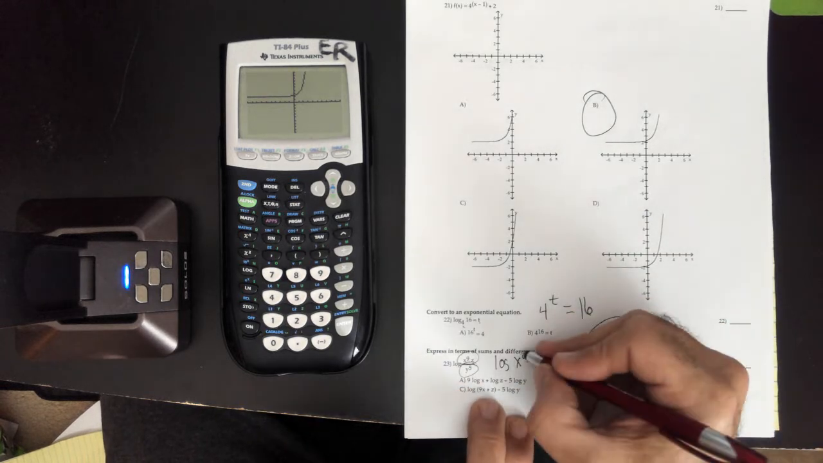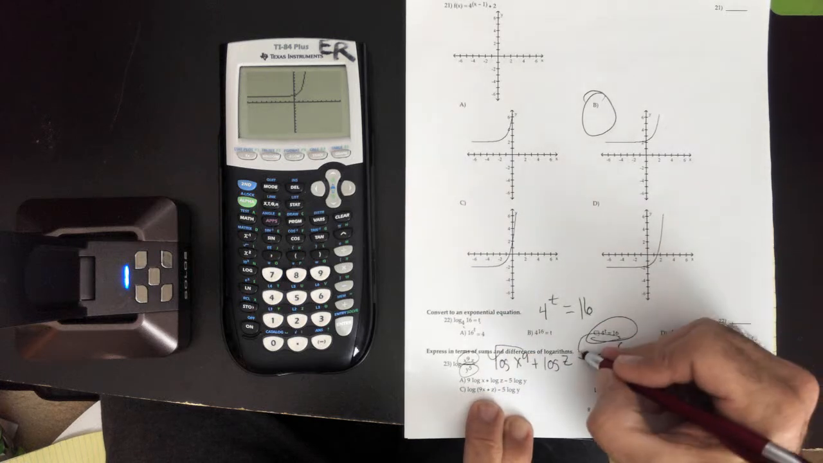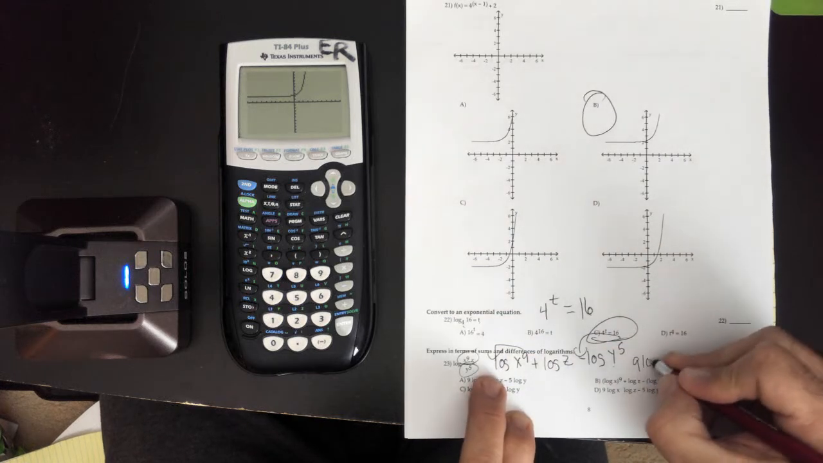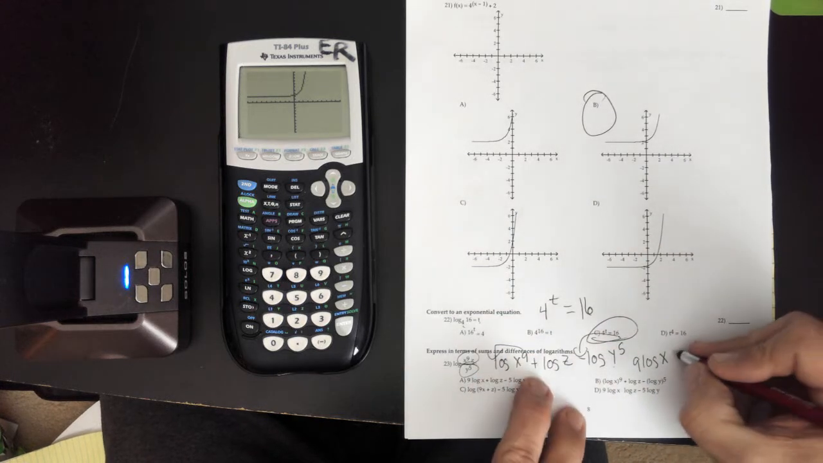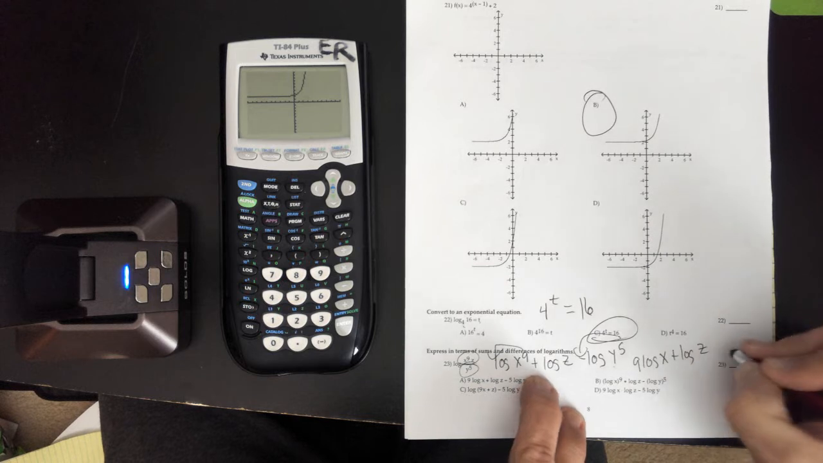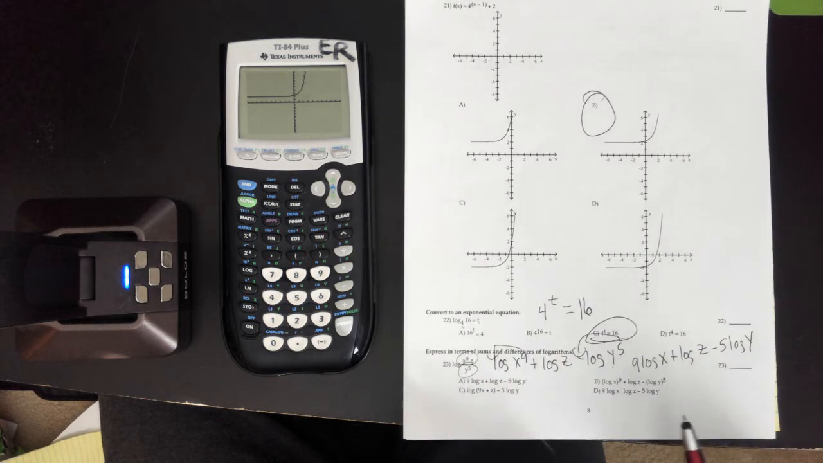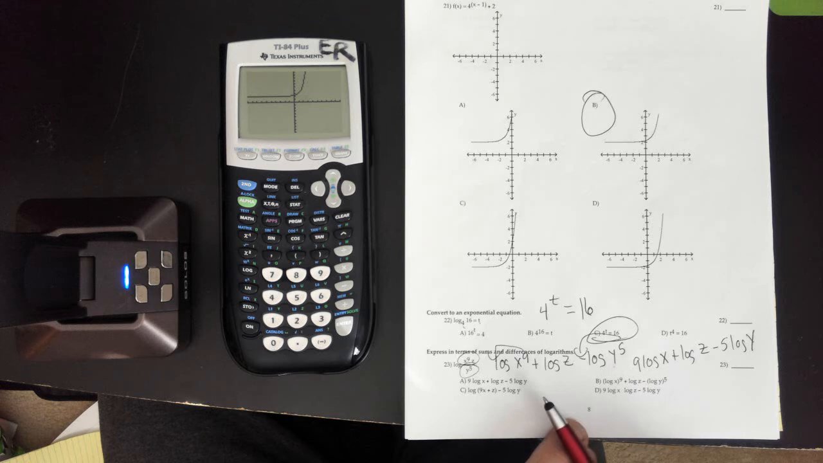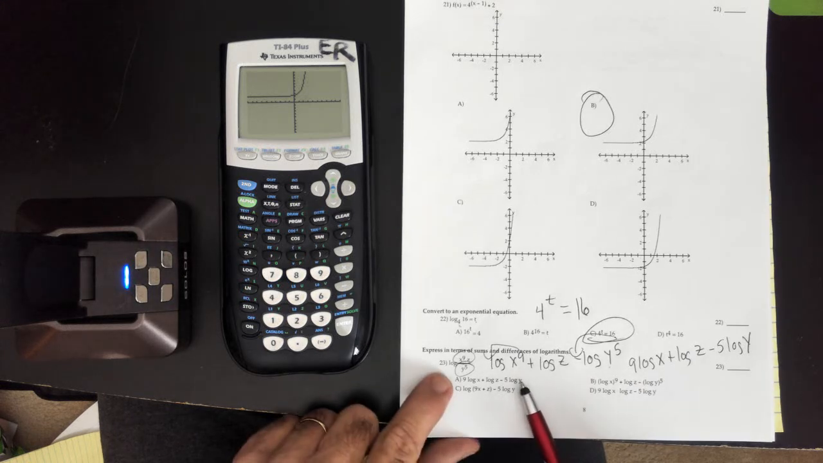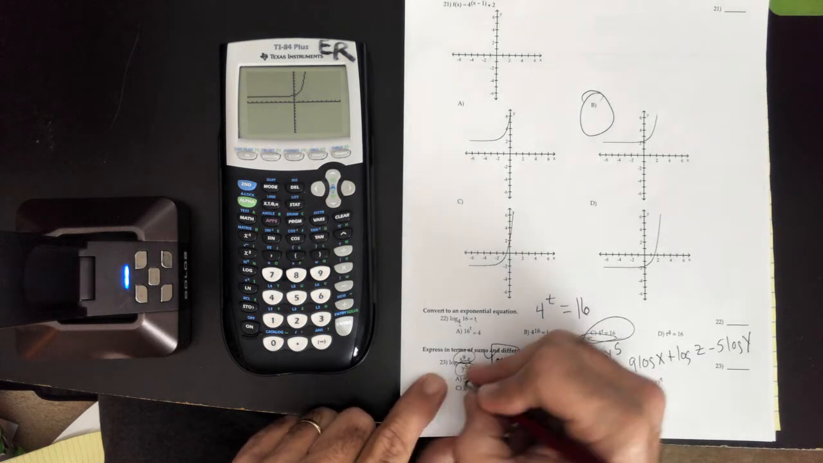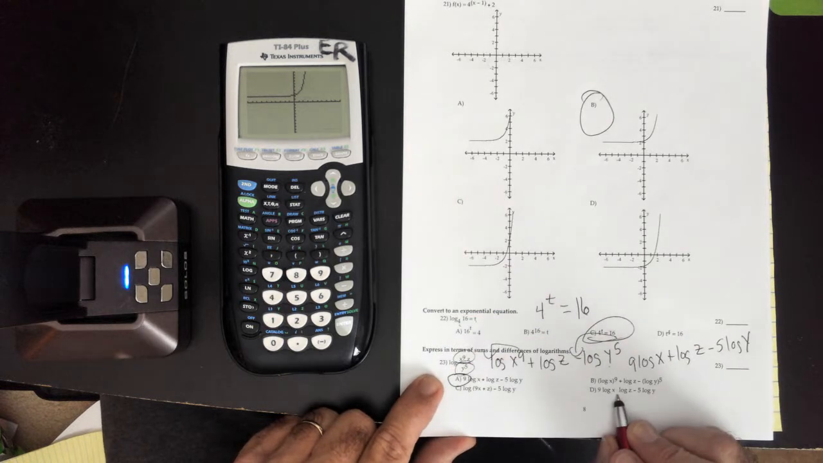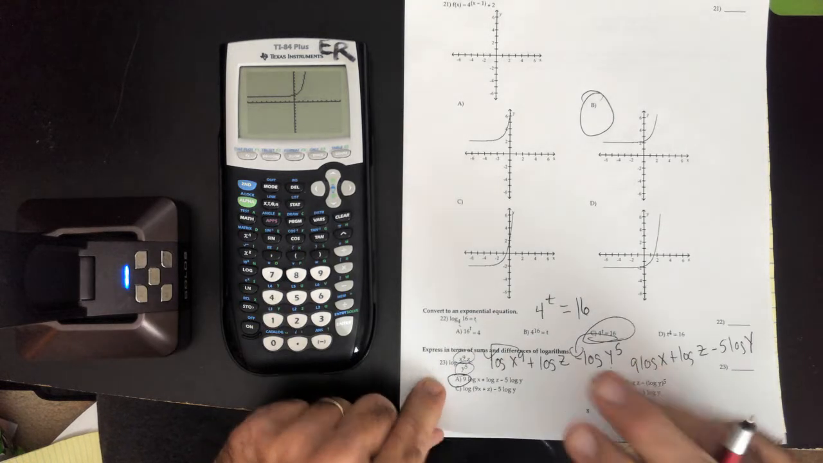Now, the last thing to do is move all these exponents to the front. So I get 9 log x plus the log z minus 5 log y. So let's see who has that. 9 log x plus log z minus 5 log y. Oh, it looks like A. Y'all watch out. That's a multiplication, and it's got to be addition.